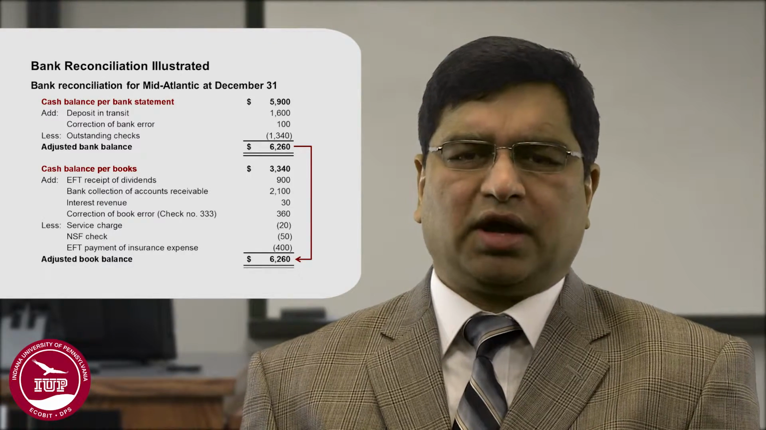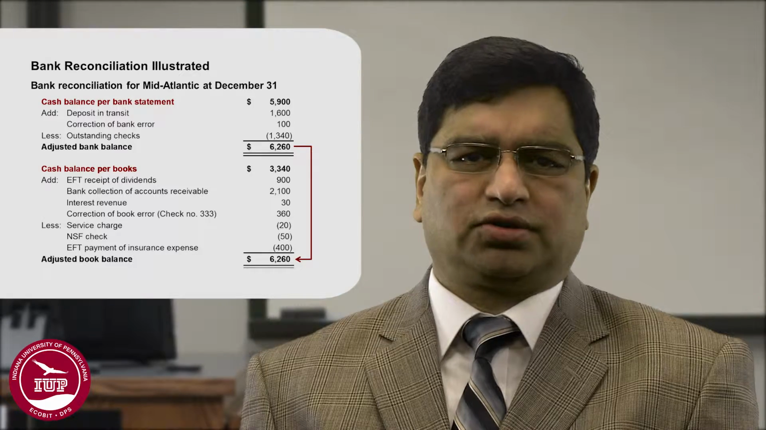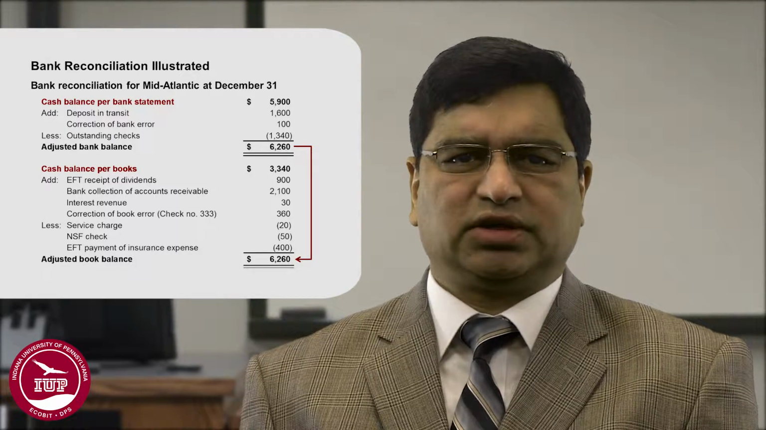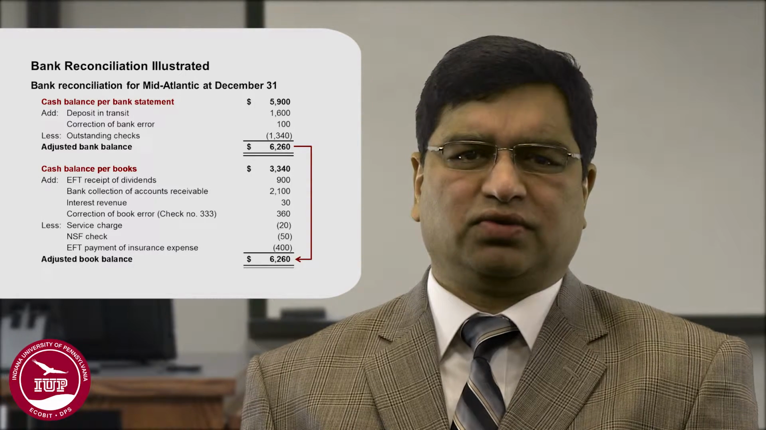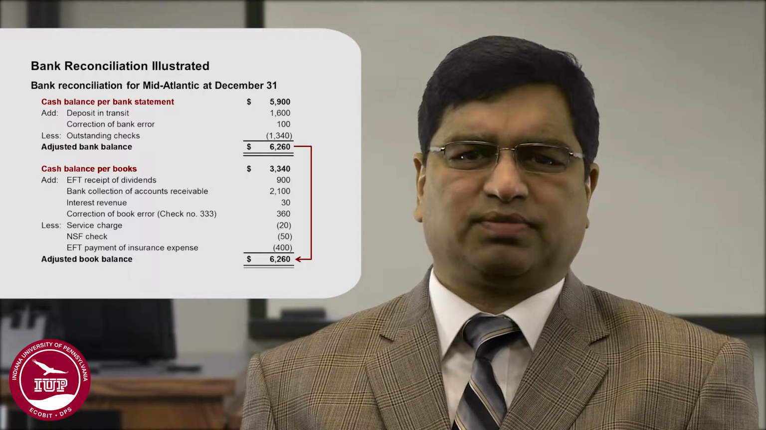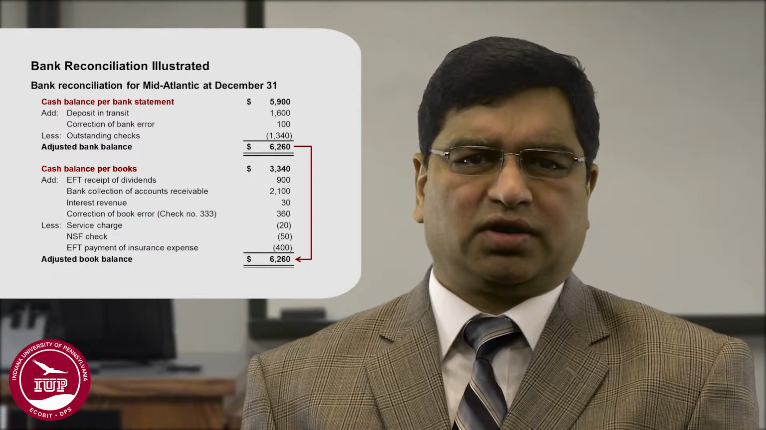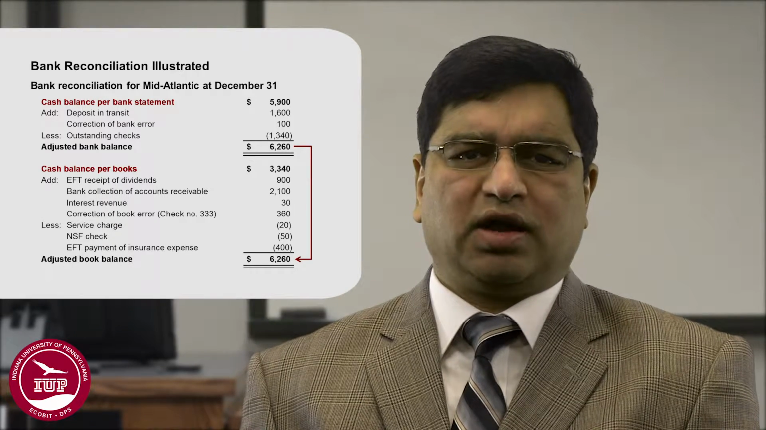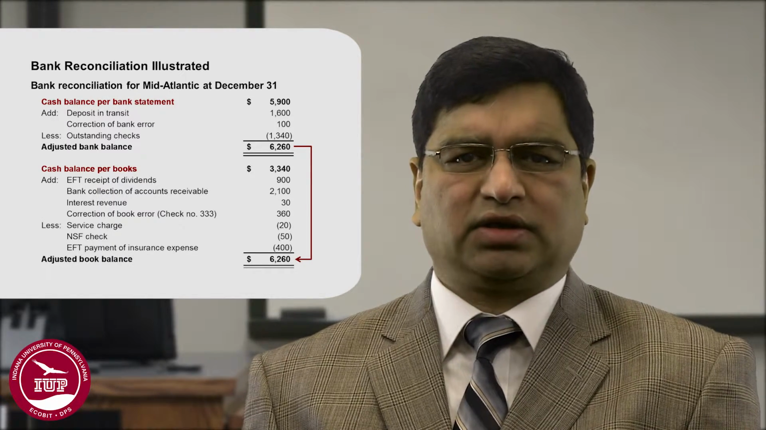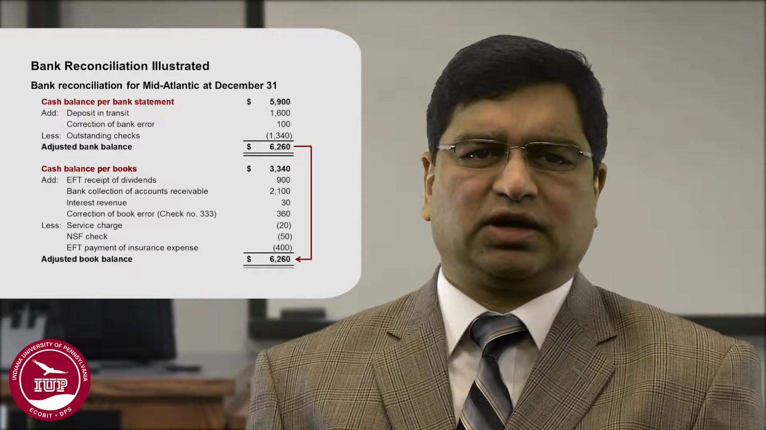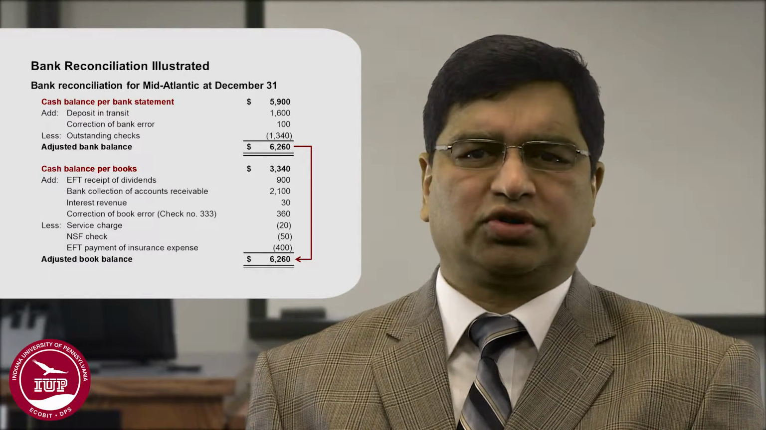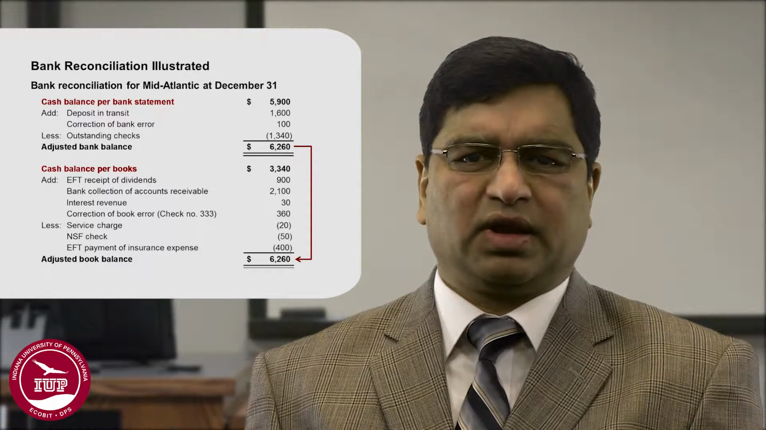Then the bank collected $2,100 on your behalf, and since you did not, to reconcile it with the bank balance, you increase your book cash balance by $2,100. The bank gave you interest, and the bank knows about it first, so you'll have to reconcile it in the cash balance as per the books and add that balance.